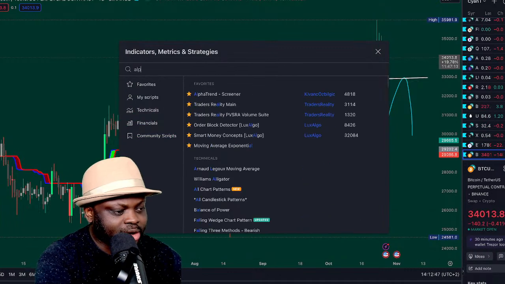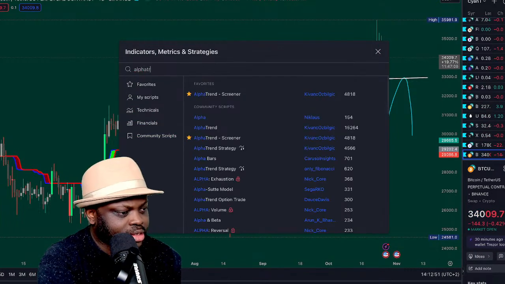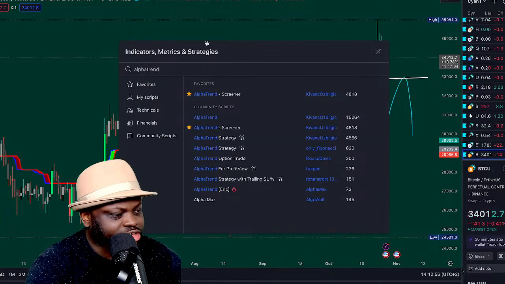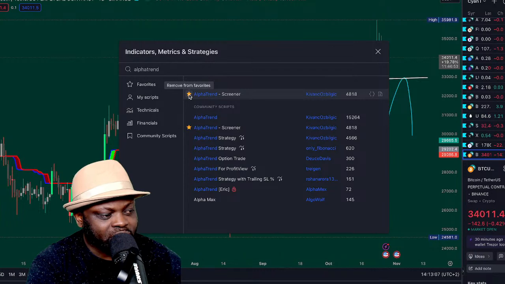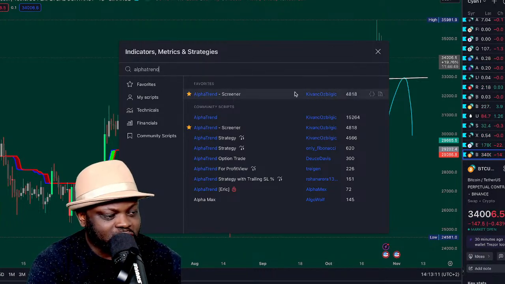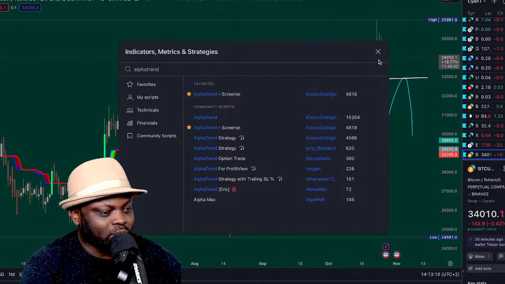Now, to get this indicator, go to the indicator section on TradingView, click on it, and just type alpha trend. Is this alpha trend screener? Yeah, this alpha trend screener by Kivan Bilgic. Yeah, this one, the first one, I have marked star there. So make sure you mark star. Also, when you mark star, it goes to your favorites, right? So do that. Then alpha trend screener by Kivan Bilgic. I don't know what that is. So get it on your chart.